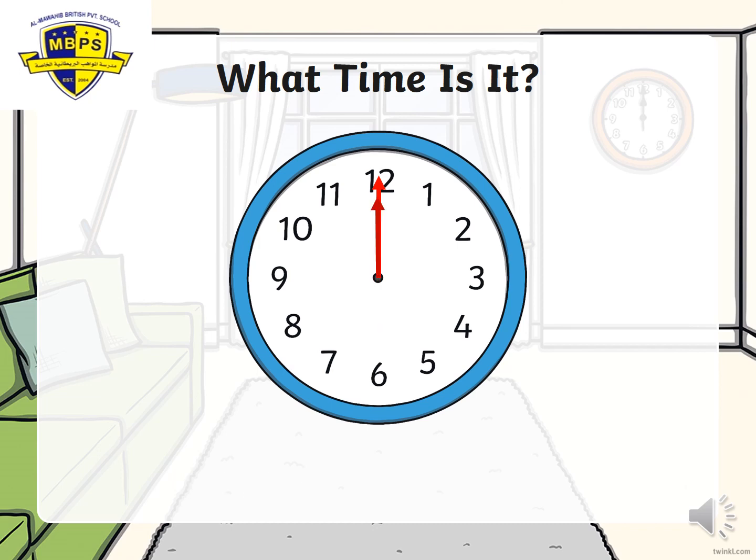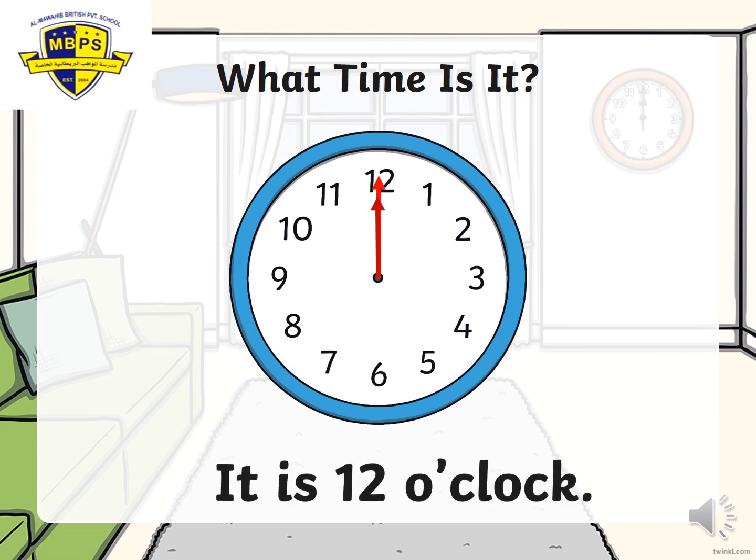What about this one? Can you see the short hand now? Look carefully, you can see it. It's here on the long hand. The two hands are together in the same place. They are on number 12. So if I'm going to tell the time here, I will say that. What is the time? Who can tell me? Very good, I can hear you. It's 12 o'clock.